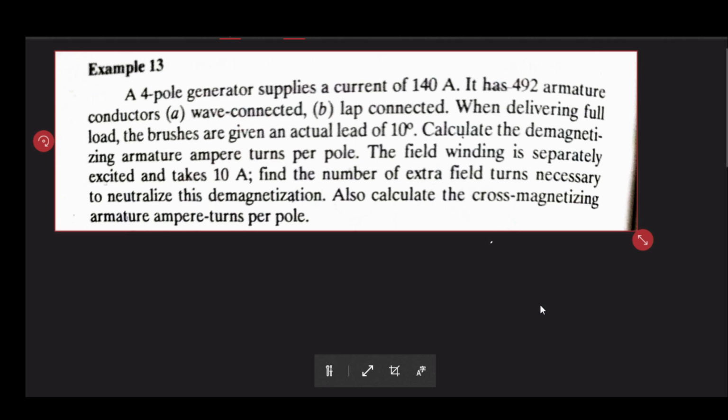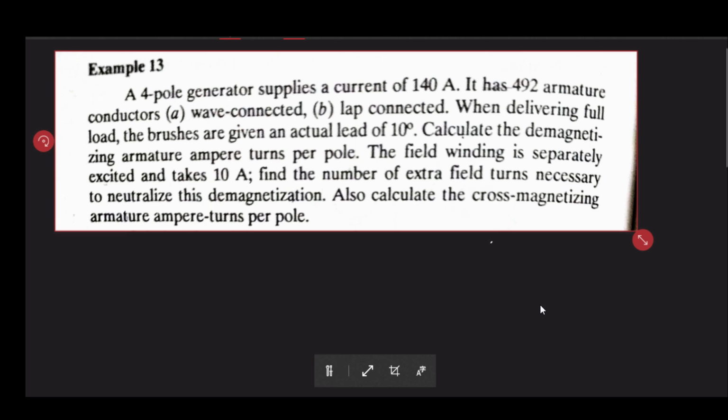We know what happens in the case of a generator. The armature current or armature MMF exhibits a tendency to shift the MNA in the direction of generator rotation. It tries to give an angular deflection of your magnetic neutral axis from the geometric neutral axis in the direction of generator rotation. That is what they mean by the term lead.